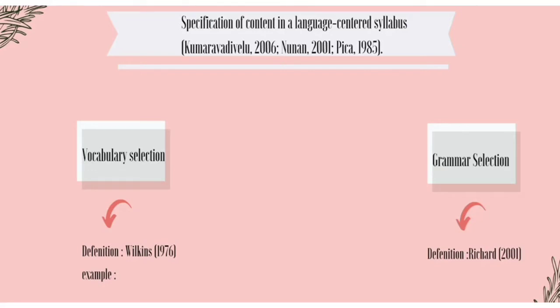The second is grammar selection. According to Richards in 2001, the grammatical syllabus is developed from different principles based on the intuitive criteria of simplicity, centrality, or learnability. According to the criterion of simplicity or structure centrality, the structure that is simpler and more central to the basic structure should be chosen rather than complex structures at the basic learning level.